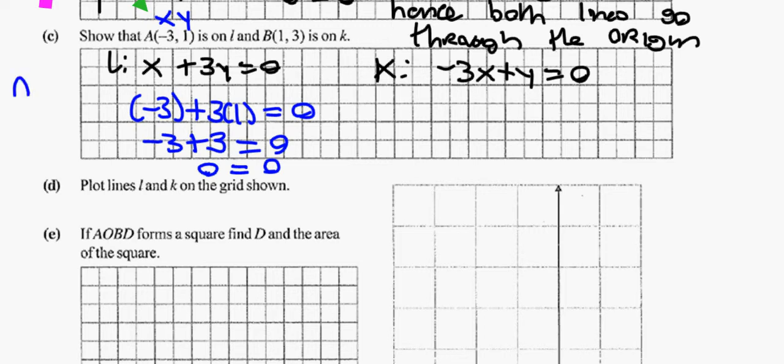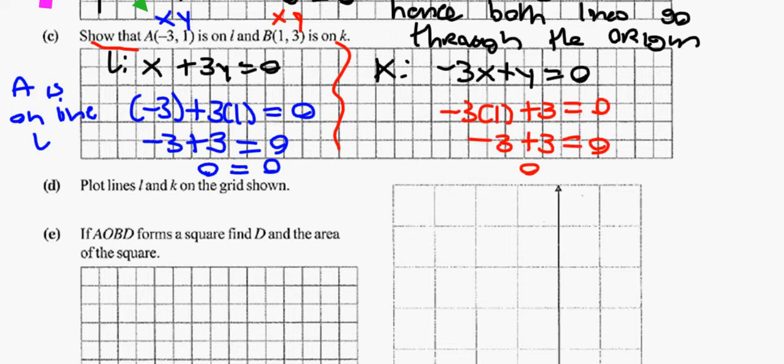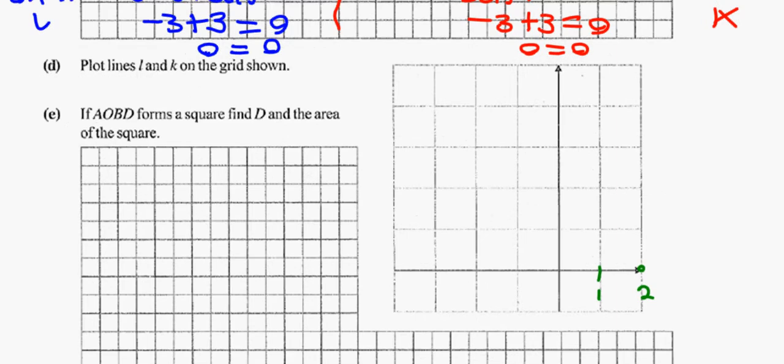Now, for equation K, we're going to replace x with 1 and y with 3. We put in minus 3 times 1 plus 3 equals 0. Minus 3 plus 3 equals 0, so 0 equals 0. This means that B is on the line K. Now, the next thing we're doing here is going to draw out our graph. As you can see, we're just labeling our axes at the moment: 1, 2, 3, minus 4. So we're going to draw it.